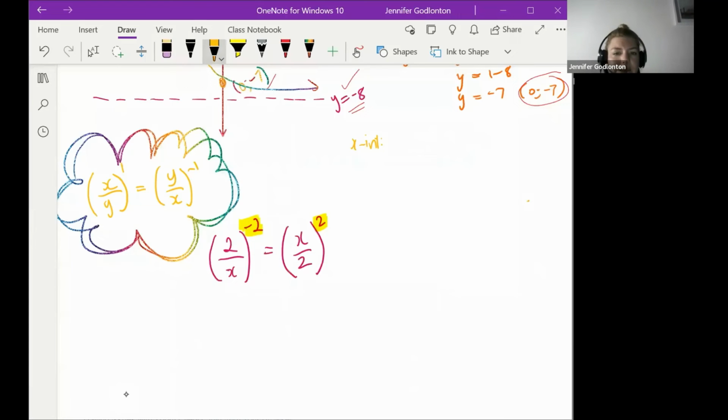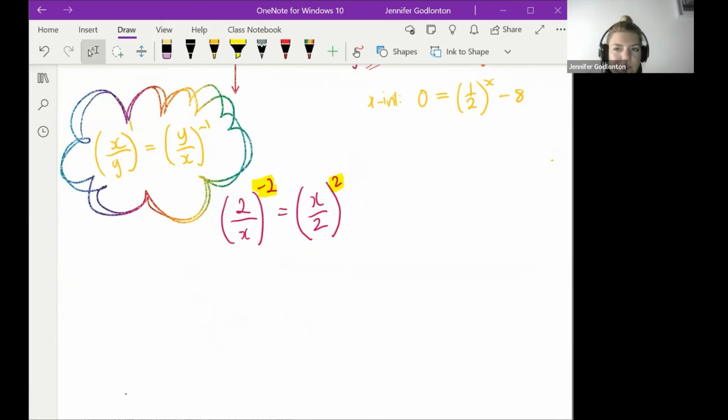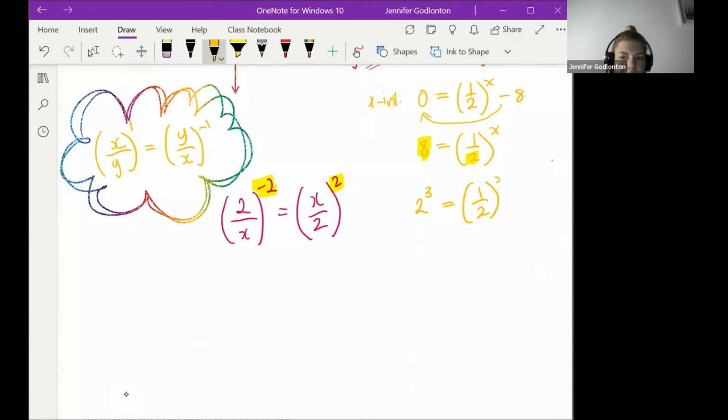Okay, so for the intercept, we make y equal to 0. So we're going to say 0 is equal to, oh, I forgot our equation. There we go. A half to the power of x minus 8. First thing I want to do is move my negative 8 over. So 8 is equal to a half to the power of x. In an exponential question, we always want to try and get things to their prime bases. We can see that this is close to being a 2. So I'm going to make that 8, 2 to the power of 3, equal to a half to the power of x.